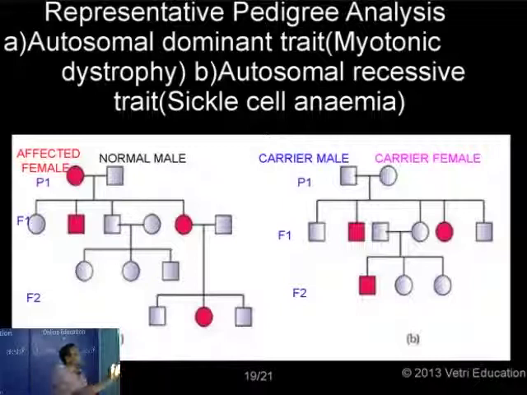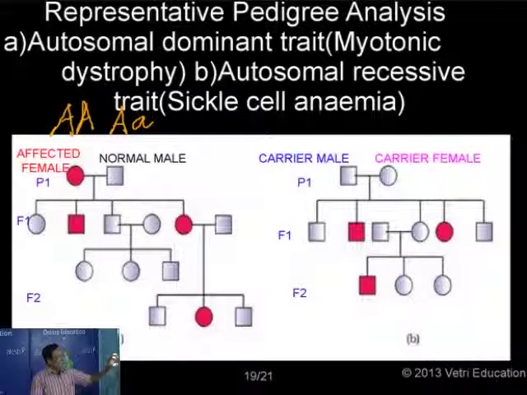In the case of this affected female, let us assume the genes are dominant, so the female is homozygous dominant. Now in the F1 generation, you see that one male and one female are affected. This is possible only when marriage occurs between a homozygous female and a normal-looking male who is actually heterozygous. Only when one parent is homozygous dominant and the other is heterozygous dominant is there a possibility of expression of the character in the next generation.